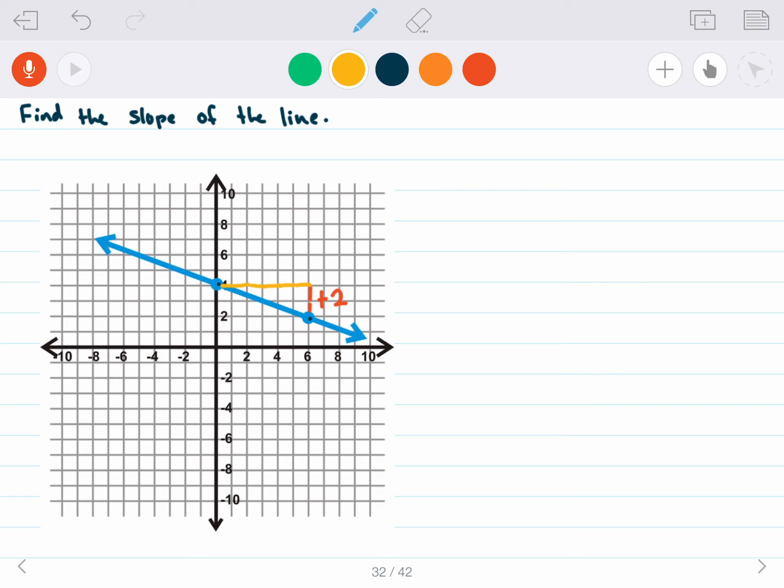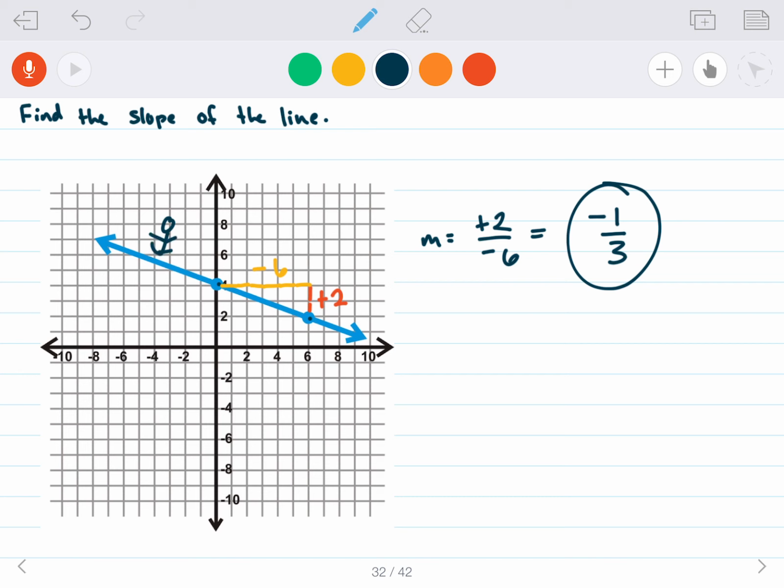So rise is +2, run is -6, reduce by 2, divide top and bottom by 2 to get -1 over 3, right? Positive divided by negative is a negative, reduce top and bottom by 2 to give us a slope of -1 over 3. And it makes sense that it's negative because there's the guy on the mountain going from left to right, walking down.